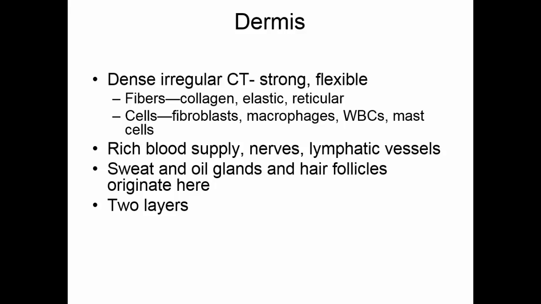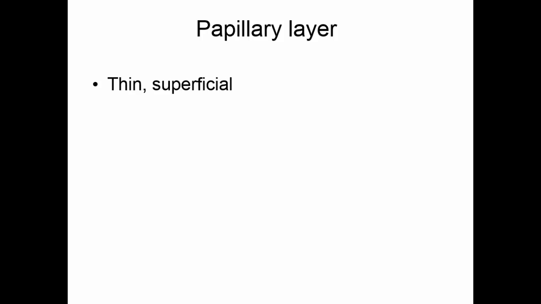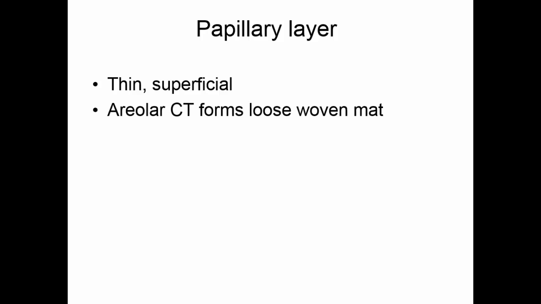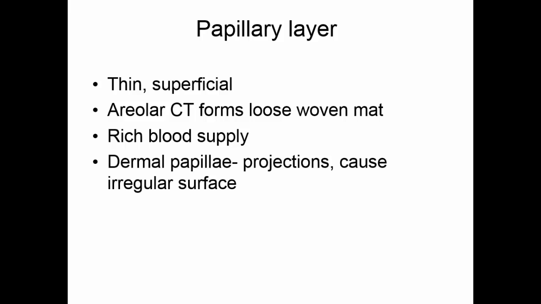And the dermis has two layers, the papillary layer and the reticular layer. The papillary layer is a very thin layer. It's superficial. It's right under the epidermis. Here there's some areolar connective tissue that forms sort of a loose woven mat. There's a rich blood supply into this area because we're going to have to feed that epidermis that's just above us. Also, this is an irregular layer. We have the dermal papillae, the projections that cause an irregular surface on the epidermis. These irregular areas on the epidermis are called friction ridges and are responsible for our fingerprints.